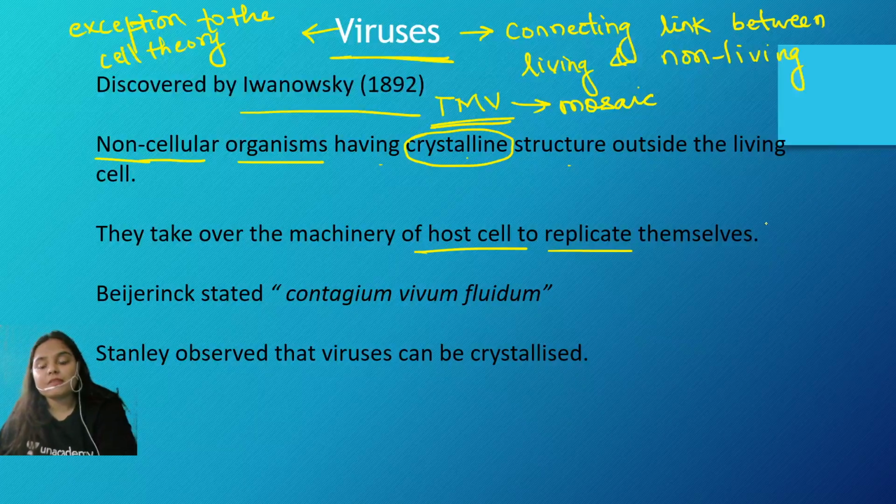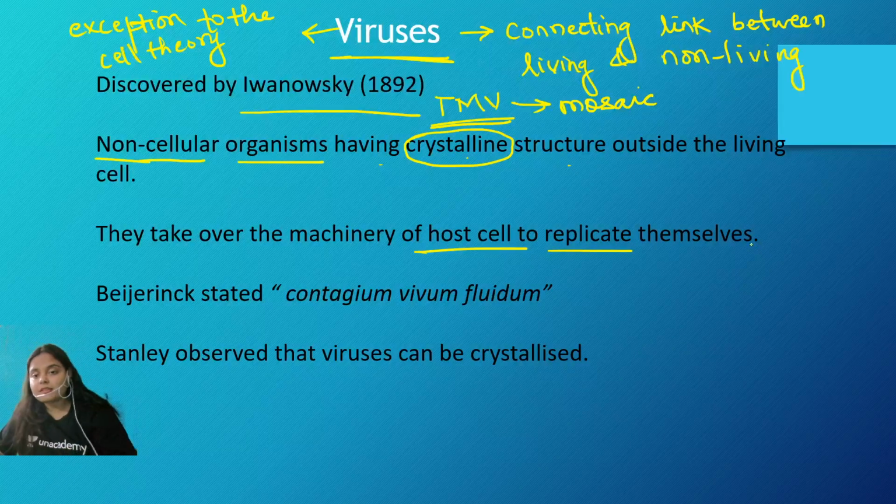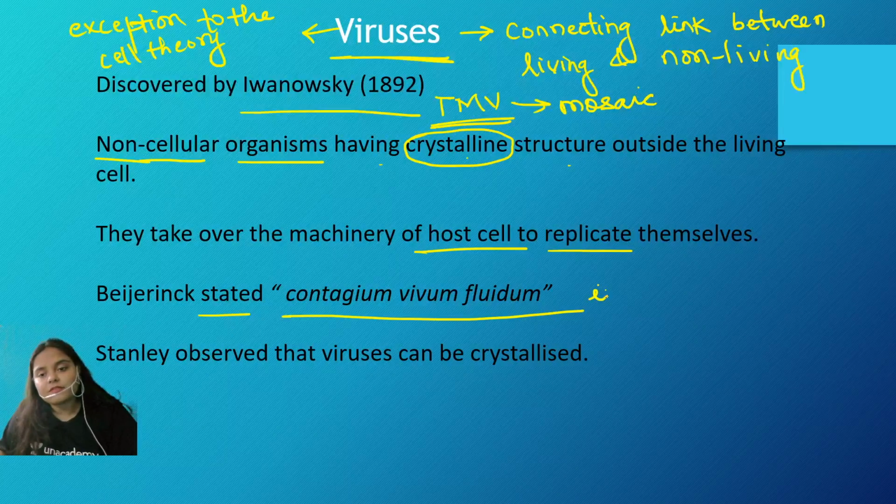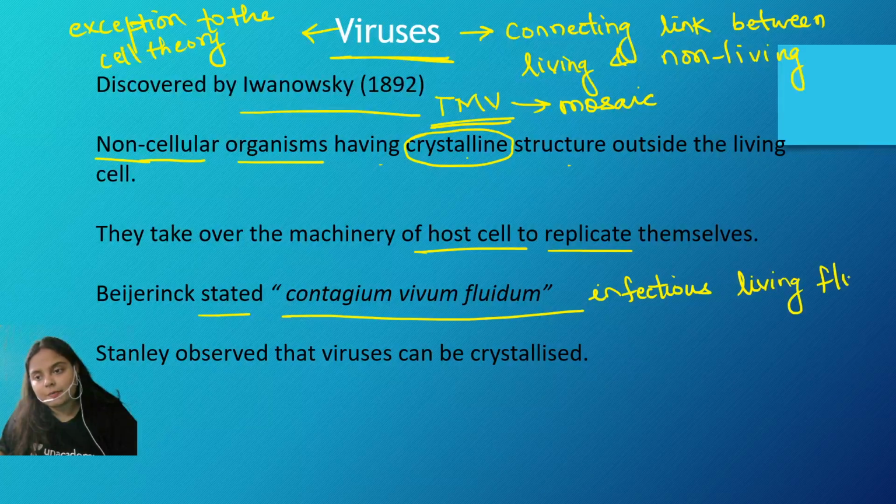Now this is something which makes them living. This is the feature which makes them living. They have the tendency to replicate themselves. They were first discovered by Ivanovsky. Then Beijerinck stated contagium vivum fluidum, that means infectious living fluid.